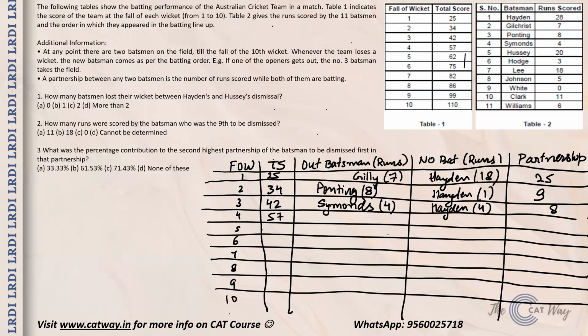And now who has come up? The person who came up was Hussey. Now the partnership between Hayden and Hussey is of 15 runs.